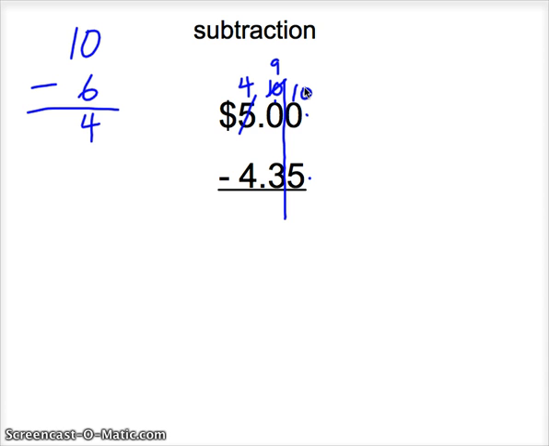Now I can take 10 pennies minus 5 pennies equals 5 pennies. Now I move to the dimes place, which says 9 dimes minus 3 dimes equals 6 dimes. And now I have $4 minus $4 equals $0.65. So either of those three ways that we solve, we get the change is 65 cents.